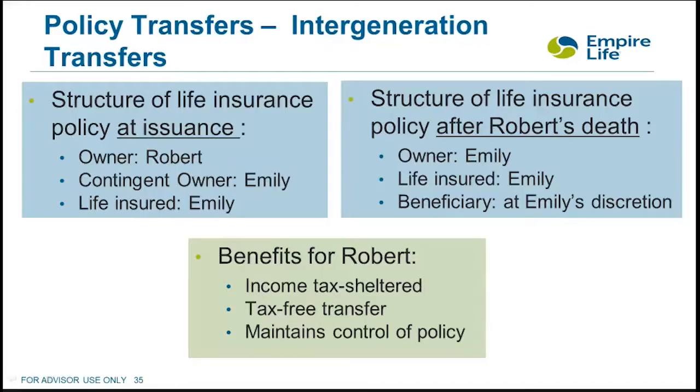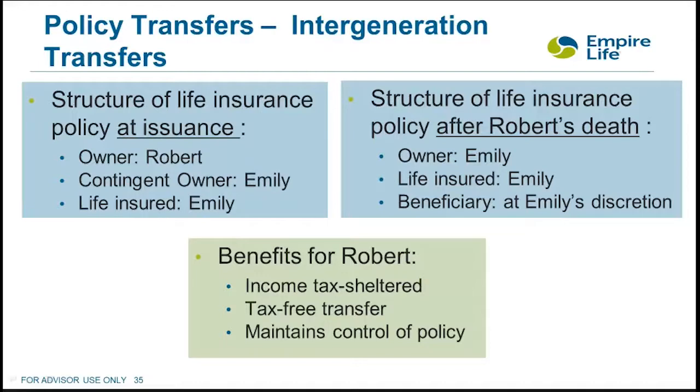You explain to him that he would be the owner of the policy and his daughter Emily could be the contingent owner. Therefore, he would maintain control over the policy until his death, and he would have access to the cash surrender value if he ever needed the funds in the future. The life insured would be Emily, so the conditions established by the Income Tax Act for the intergenerational transfer are met. The transfer will be done tax-free and will bypass Robert's estate. After Robert's death, Emily will be the owner and the life insured of the policy.